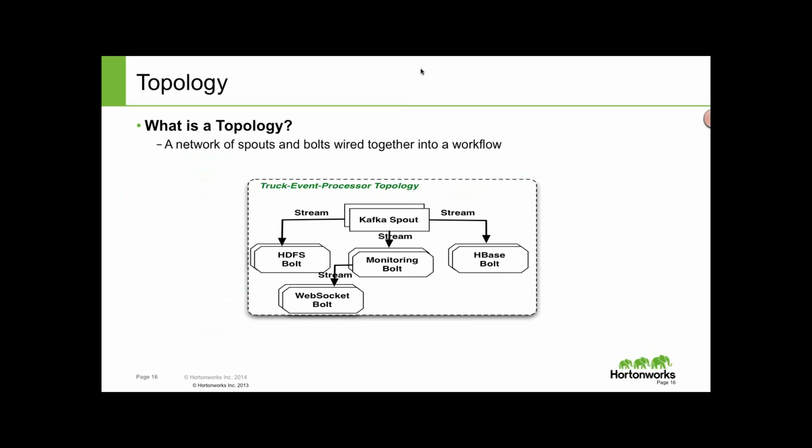And we combine everything together. This is what's called a topology. So a topology within Storm is considered the workflow. The Apache Storm site compares it to basically a MapReduce job. So if you take all your spouts, your streams, your tuples, and your bolts, and combine them together in a single data flow, then that's your topology. And it's a network that flows together.